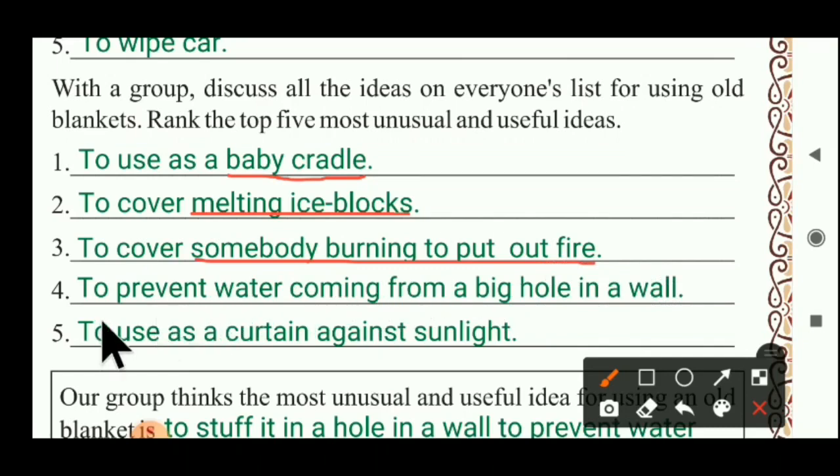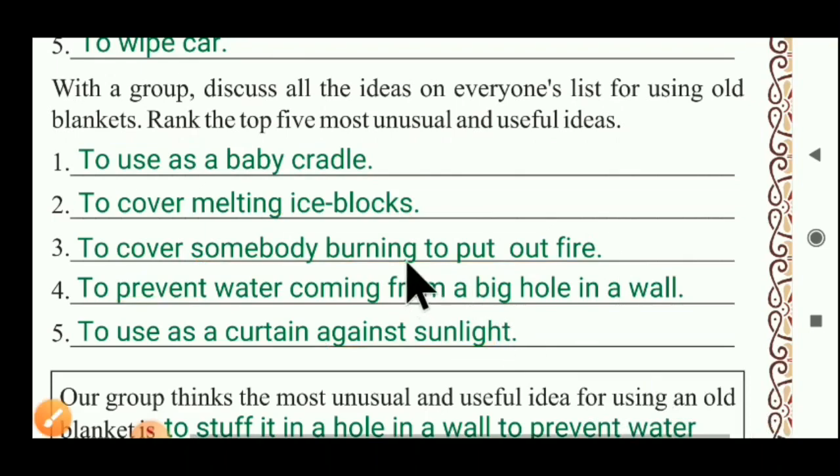Fourth idea is to prevent water coming from a big hole in a wall. So, prevent water from the wall. It's the next idea, fourth rank. Now the fifth rank is to use as a curtain against sunlight. So I give ranks first to fifth, the most interesting, most unusual and useful ideas, as a rank. Can you understand, students? You have to complete it in your textbook.